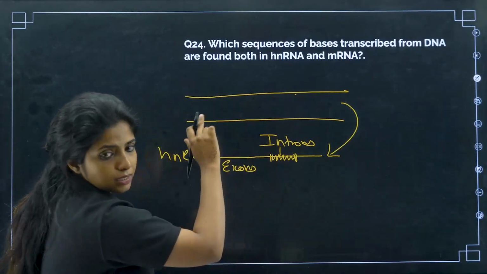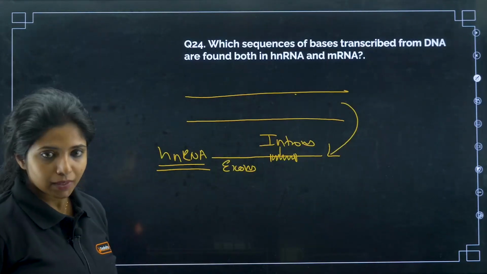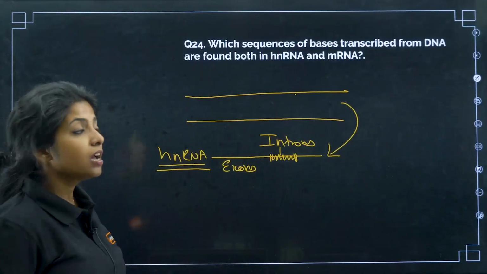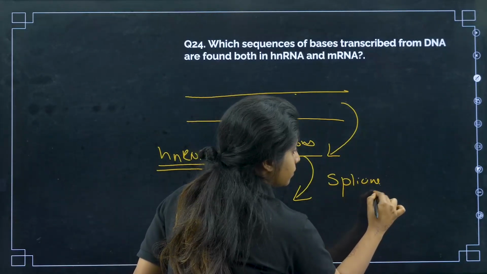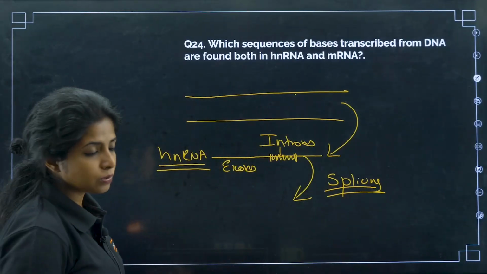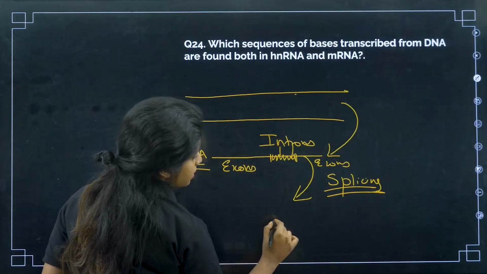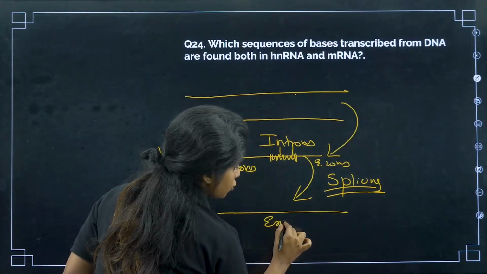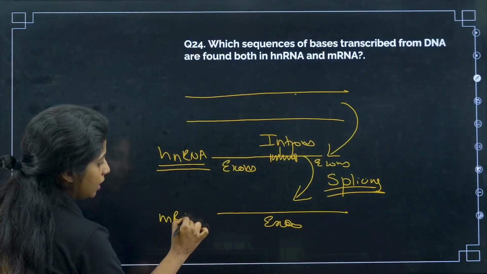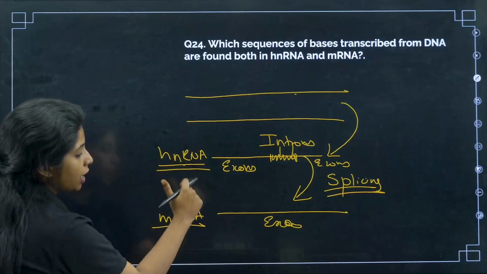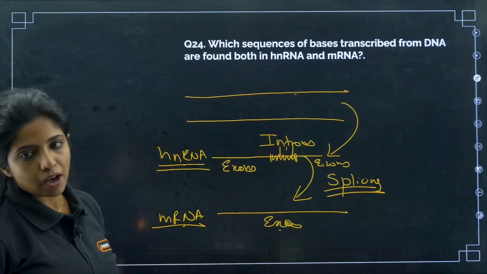Now this is found in DNA, this is as such transcribed in the case of RNA, and this RNA is known as hnRNA. During transcription you get hnRNA. Now what happens? This hnRNA undergoes a process which is known as splicing, after which the introns are removed and you just get a stretch of so many exons coming together, and this is known as mRNA. Now you tell me what is common between hnRNA and mRNA. The exons are common between hnRNA and mRNA, my dear children.